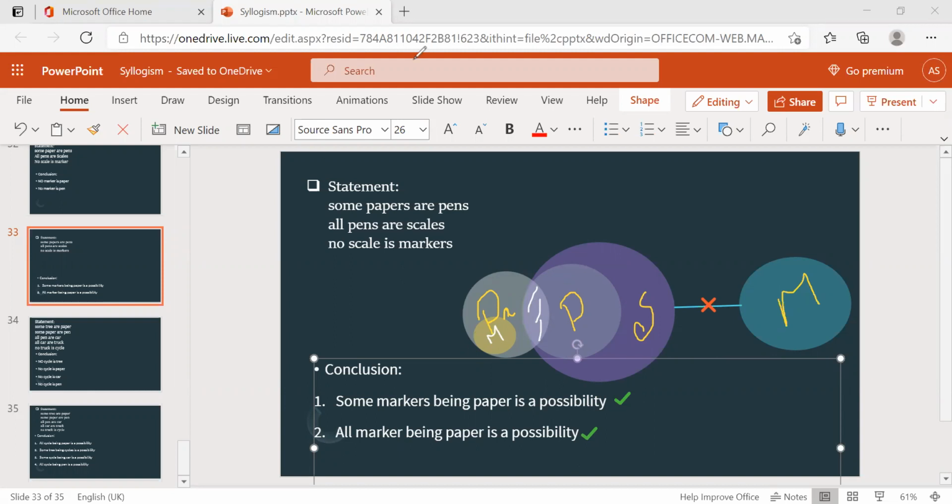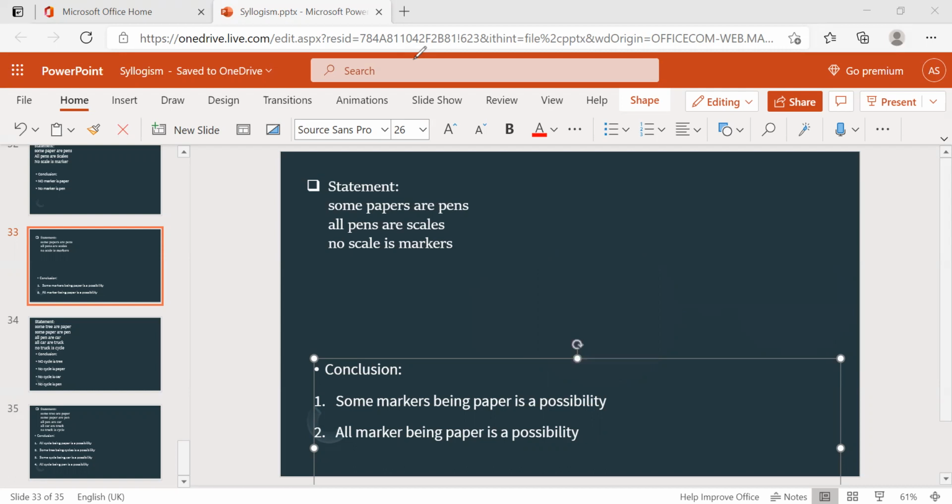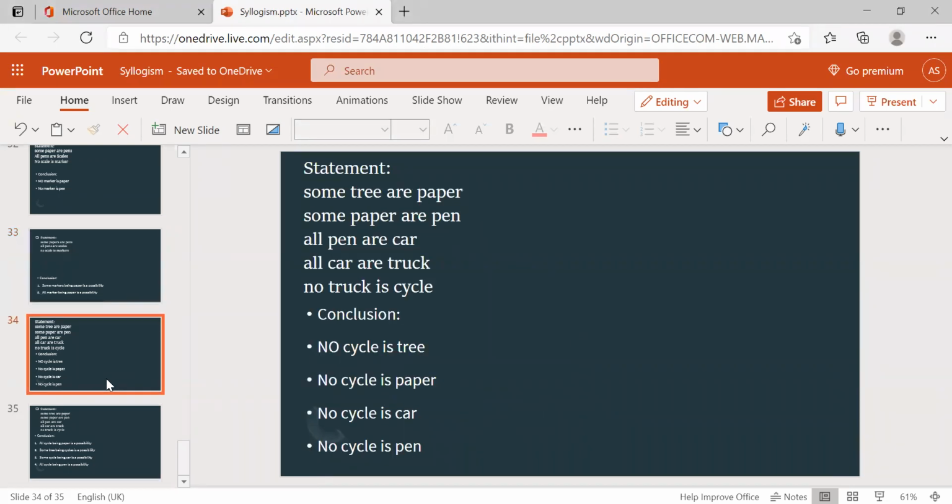Okay. Now another one. See, some trees are paper. Some paper are pen. All pen are car. All car are truck. No truck is a cycle. Okay, see how many statements are there here. Just try to draw the Venn diagram for this one. I'll also draw here, and you just try to draw the Venn diagram.